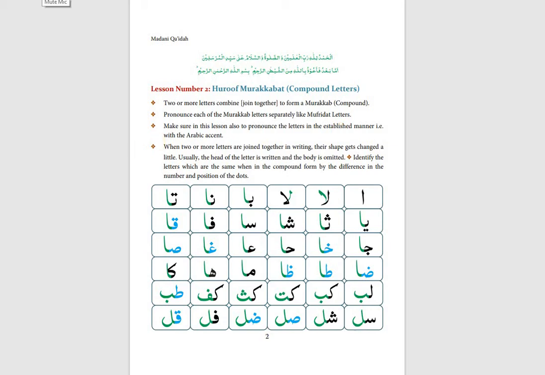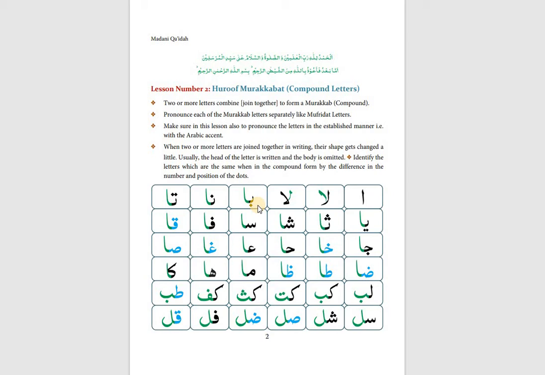Number 4 point. When two or more letters are joined together in writing, their shape gets changed a little. Usually, the head of the letter is written and the body is omitted. So please see here, Ba, Noon, Ta, Ya and Sa have the same shapes. These 5 letters have the same shape. So the question is how we can recognize them separately.